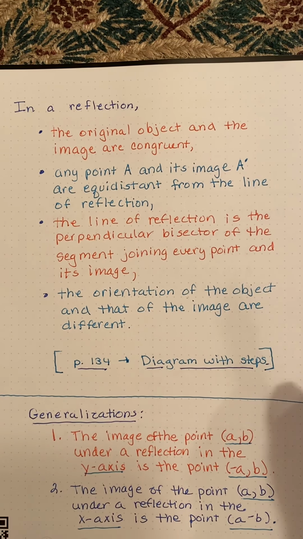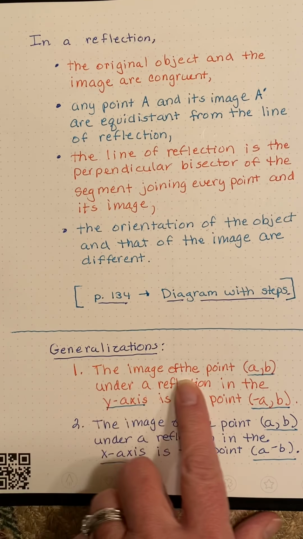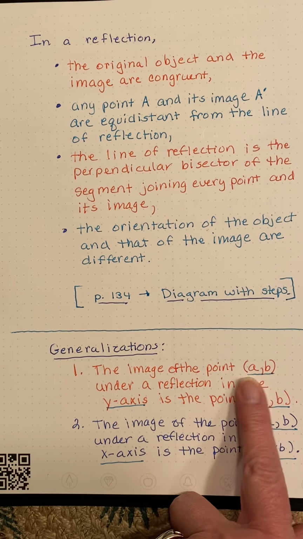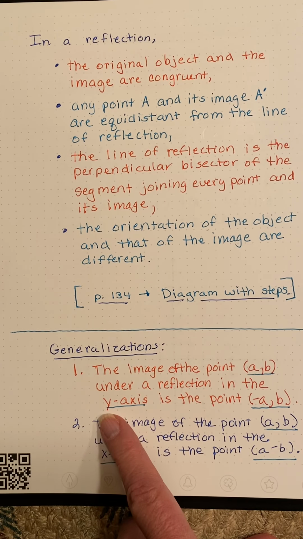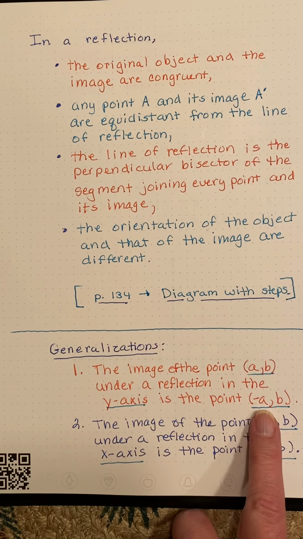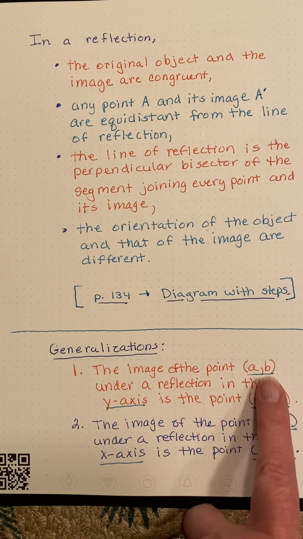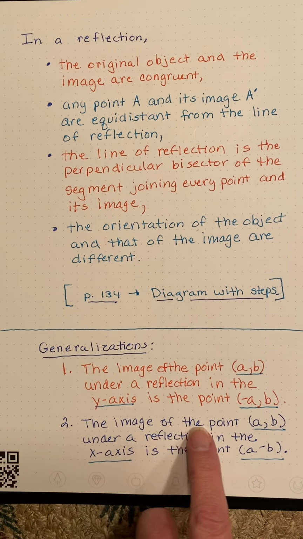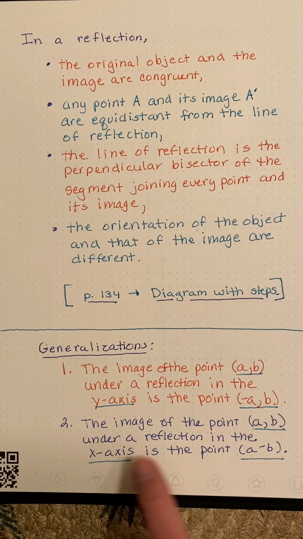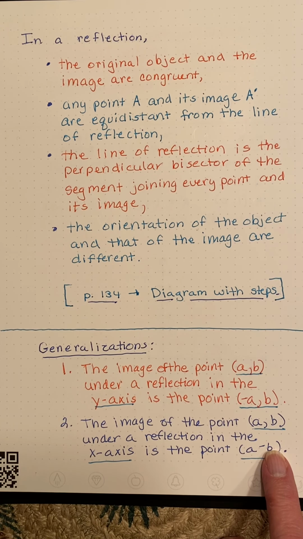Some generalizations now about reflections. These are rather important. The image of the point, which could be A, B, under a reflection in the y-axis, so if we're told to reflect it over the y-axis, would be negative A, B. So we're going to be working with positives and negatives. The rules apply, and I'll show you how nifty that works out in a moment. The image of the point A, B under a reflection in the x-axis is just the opposite. It is point A, negative B.